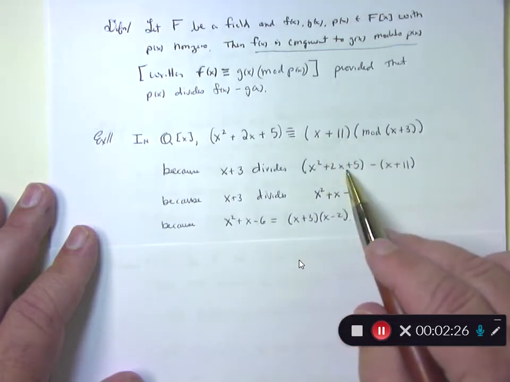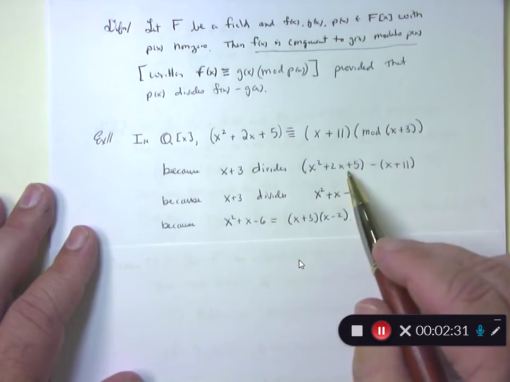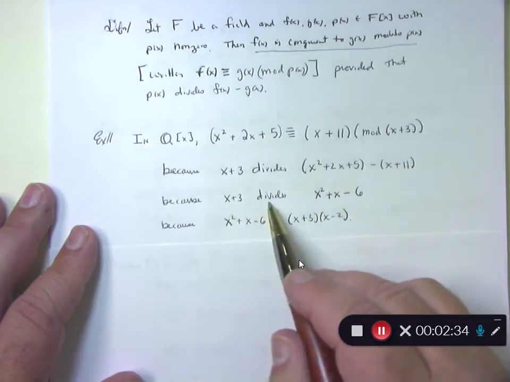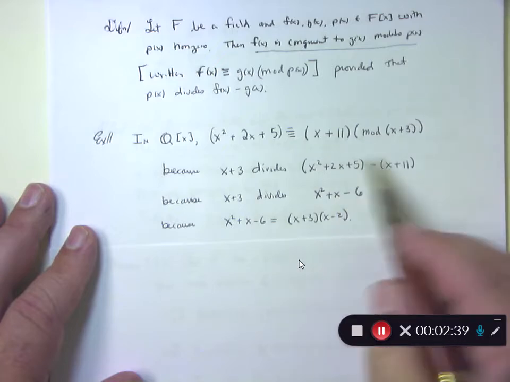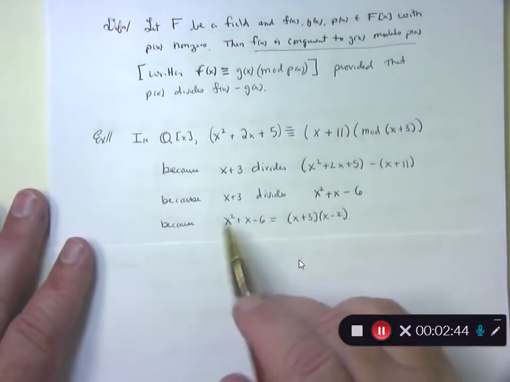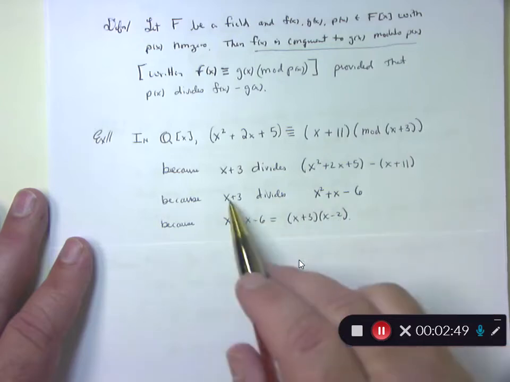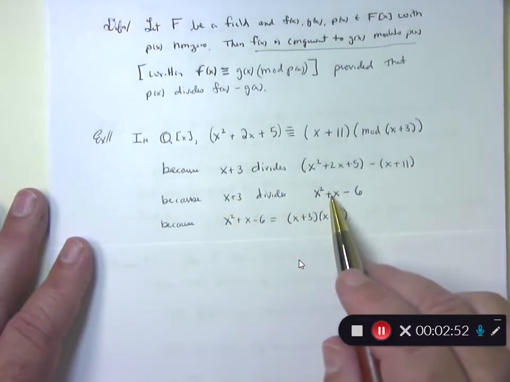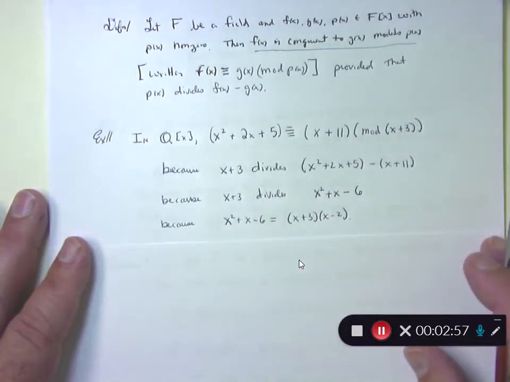So x squared plus 2x plus 5 minus (x plus 11). When you distribute the negative and combine like terms, you'll get that x plus 3 must divide x squared plus x minus 6. I did skip a step in terms of canceling, but you'll also notice that since x squared plus x minus 6 is equal to x plus 3 times x minus 2, x plus 3 really does divide x squared plus x minus 6. So, yes, this is a true congruence. x squared plus 2x plus 5 is congruent to x plus 11 mod x plus 3.